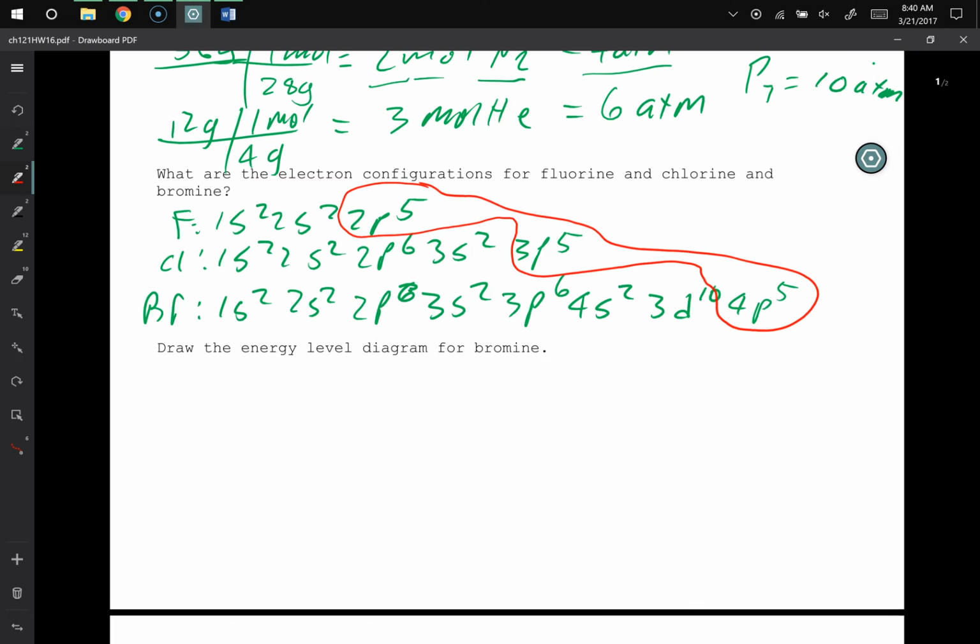What do they all have in common? Location, right? On the table, they're all P5. It's just one right underneath the other, and you would expect that because it's fluorine, chlorine, and bromine in the halogen column, one right after another.